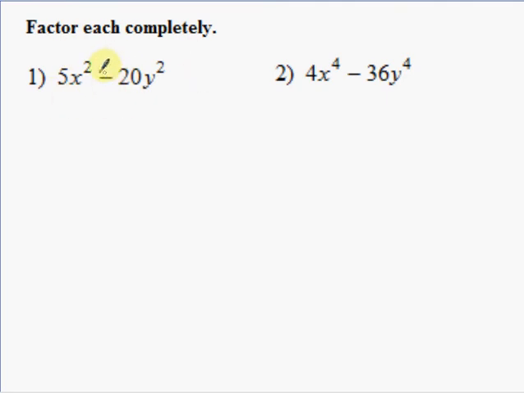It's a difference, meaning subtracting. This does not work if this were a plus. It has to be subtracting. And the first term and the last term both have to be perfect squares.